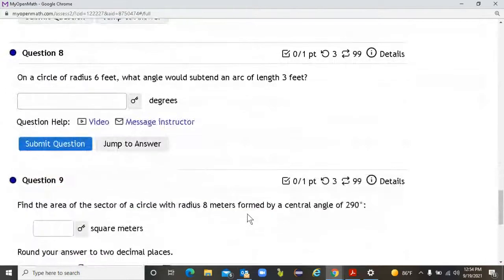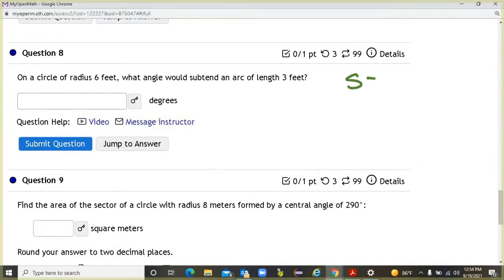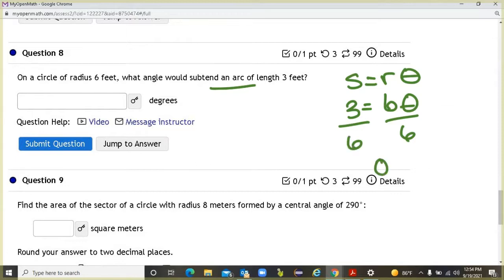Okay, so this one says on a circle of radius 6, what angle? So this one is still using that same formula, S equals R theta, but this time they gave me the radius is 6 feet. So there's the radius. It gave me the length of the arc is 3. And so notice we're actually having to solve this for theta. So we'll just divide both sides by 6. So theta is equal to 1/2. And remember, this is in radians, okay?